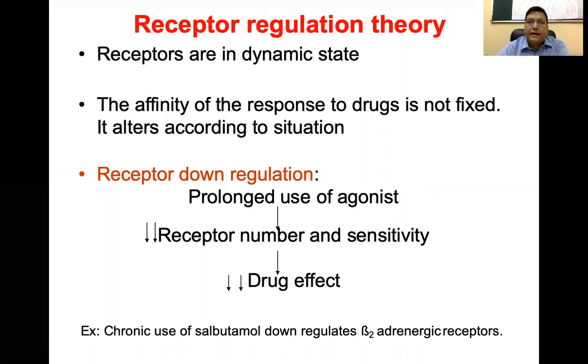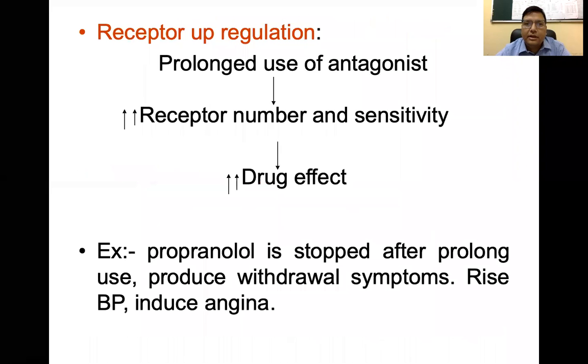Then receptors can undergo their own regulation, as they are in a dynamic state. When there is prolonged use of any agonist, the receptors decrease in number and sensitivity, thereby decreasing the drug effect. An example is chronic use of salbutamol, which acts on the bronchial smooth muscle and is used in asthma. It downregulates the beta 2 adrenergic receptors, so its bronchodilatory effect goes away with chronic use.